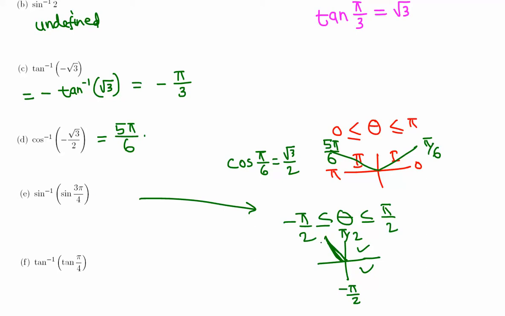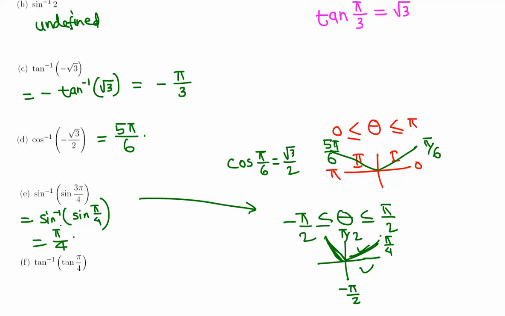Now we need to look for the corresponding angle. 3 pi over 4 has a reference angle of pi over 4. So sine 3 pi over 4 is the same as sine pi over 4. You can rewrite it as an optional step: sine inverse of sine pi over 4. Sine pi over 4 and sine 3 pi over 4 have the same values. Now sine inverse and sine are inverses and cancel, so the final answer is pi over 4.